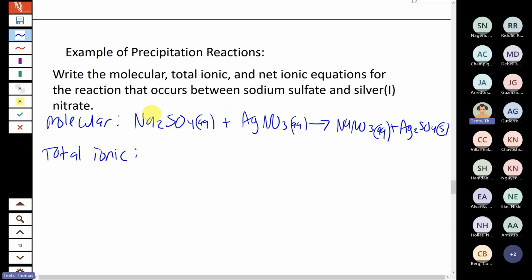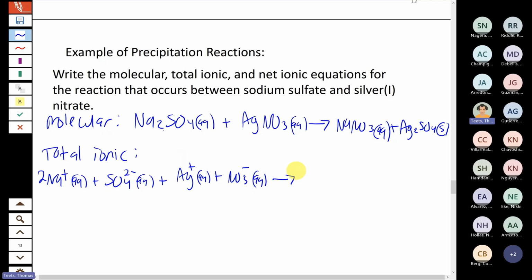So from sodium sulfate, we have 2 Na+. There's a little subscript of 2 there that tells us that there's two sodium ions in the formula, paired with SO4 2- as the anion. And then AgNO3 is Ag+, the cation, and NO3-. So you have to remember the charges and the formulas for polyatomics, and this part is going to come up a lot.